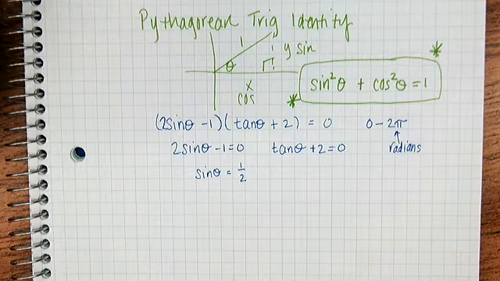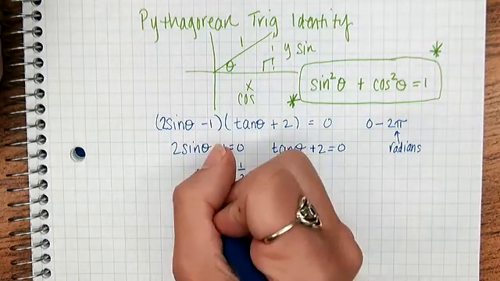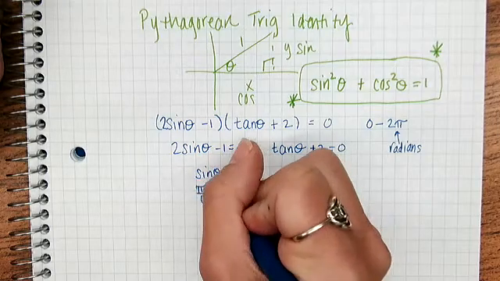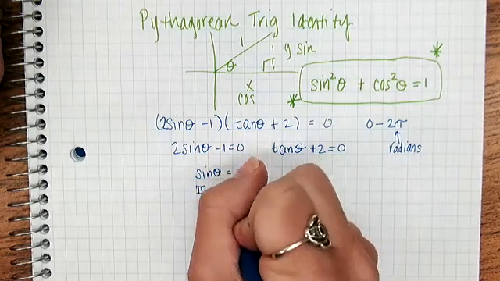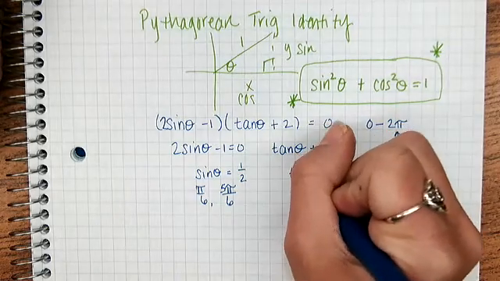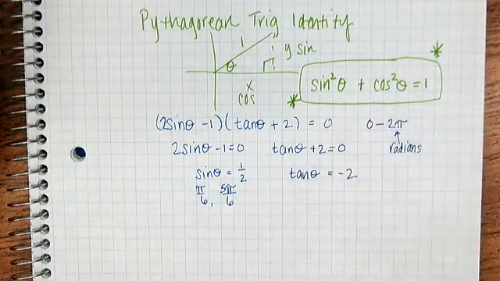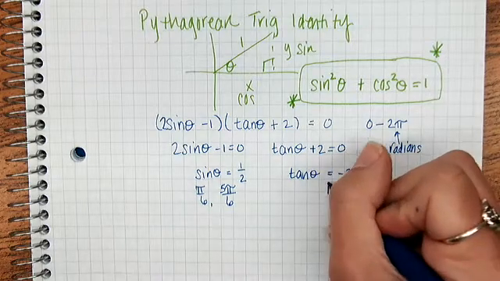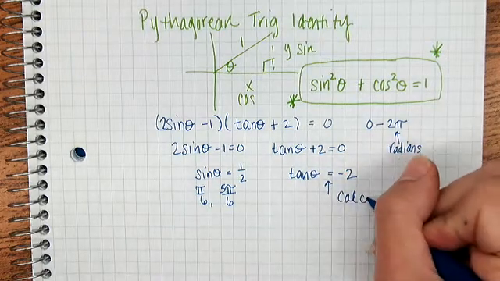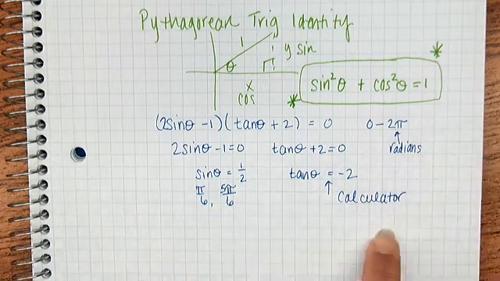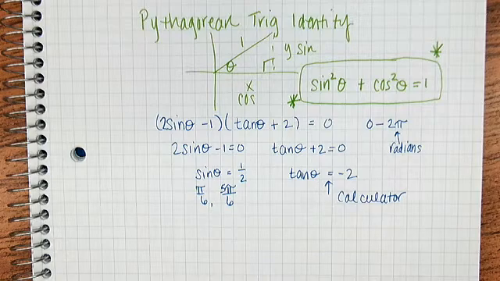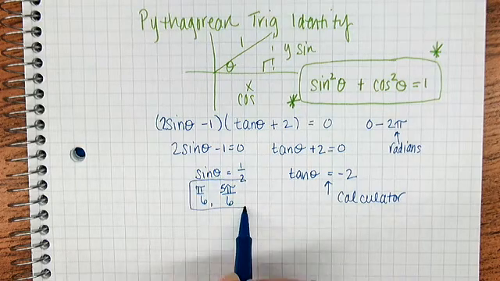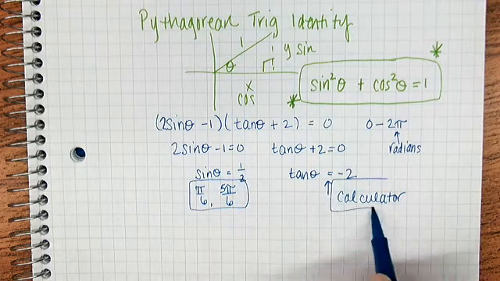So where is the sine 1/2? The last I checked, that would be at pi over 6 and 5 pi over 6. Knowing the unit circle is critical. And then here we would say the tangent of theta is -2. Okay, so the tangent of theta is -2 somewhere. I don't know off the top of my head. We would use a calculator to solve this, which we will do later. You are not expected to know where the tangent is -2 without your calculator. And then, of course, whatever you got here.